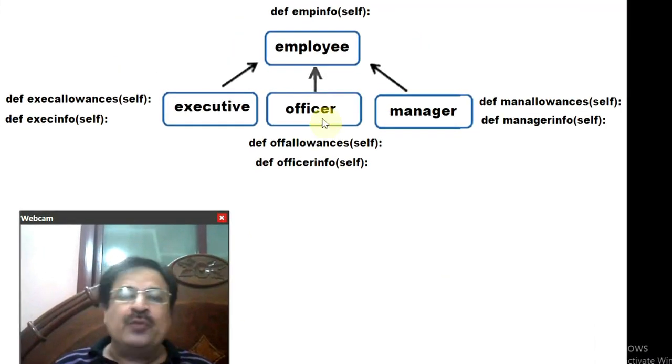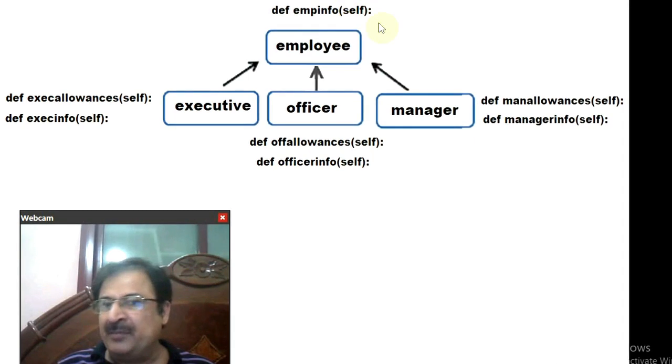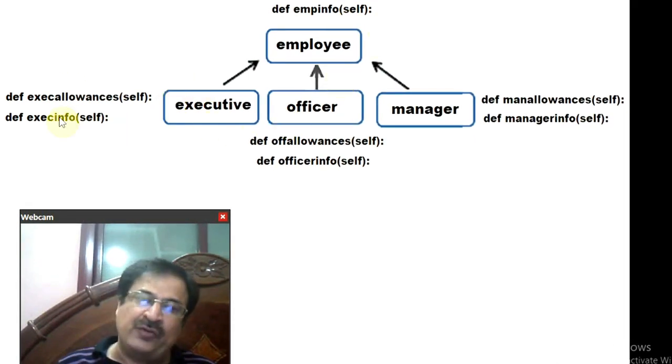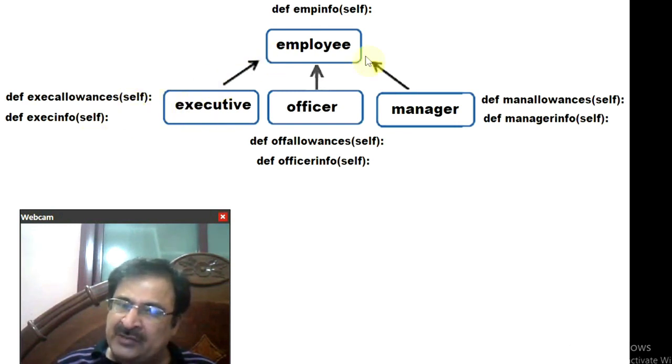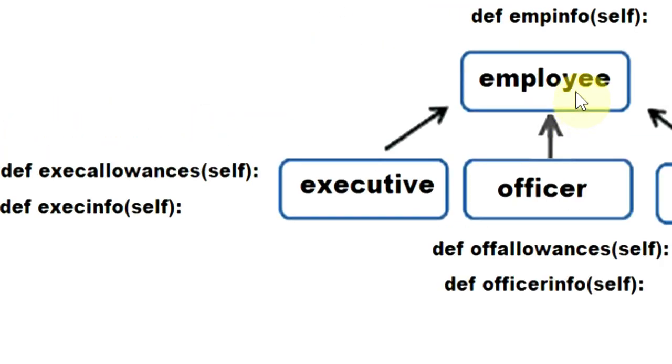Now instead of two, we are having three classes which are inheriting the base class employee. So we have an employee class which has this function empinfo. There is a class executive which has two functions, exec allowance and exec info. The executive class is inheriting the employee class. So obviously the object of executive class can access these two functions of itself and the empinfo function. Similarly, this officer class is inheriting the employee class and it has two more functions of itself. So the object of officer class can invoke three functions, two of its own and one of empinfo function.